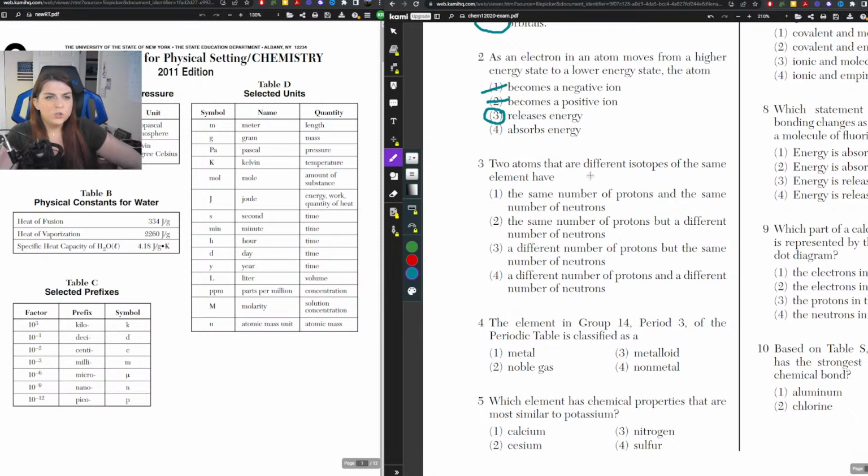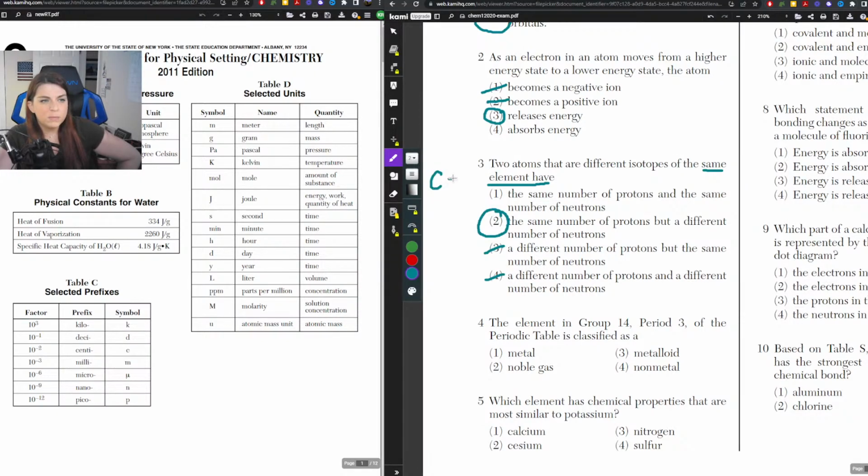Okay, question 3. Two atoms that are different isotopes of the same element. Okay, they are the same element, so obviously they have to have the same number of protons, because if they didn't, they wouldn't be the same element. So choices 3 and 4 are out. They can't have a different number of protons. And they are different isotopes of the same element, so they must have a different number of neutrons.